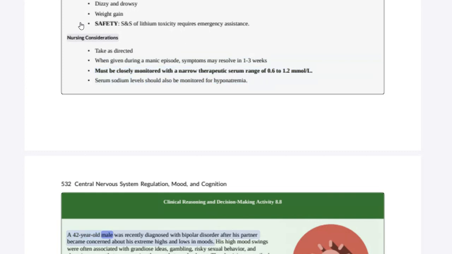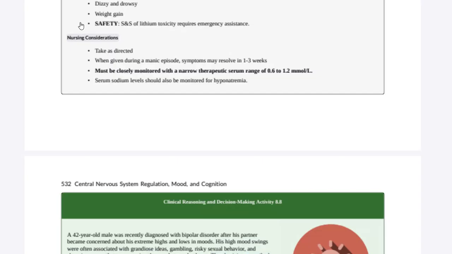A 42-year-old male was recently diagnosed with bipolar disorder after his partner became concerned about his extreme highs and lows in moods. His high mood swings were often associated with grandiose ideas, gambling, risky sexual behavior, and shopping sprees that were causing the couple to go bankrupt. The physician prescribed lithium.